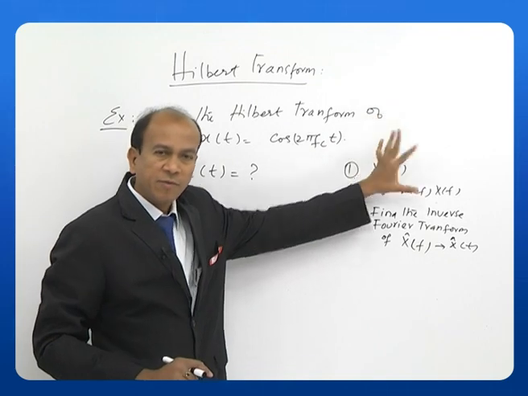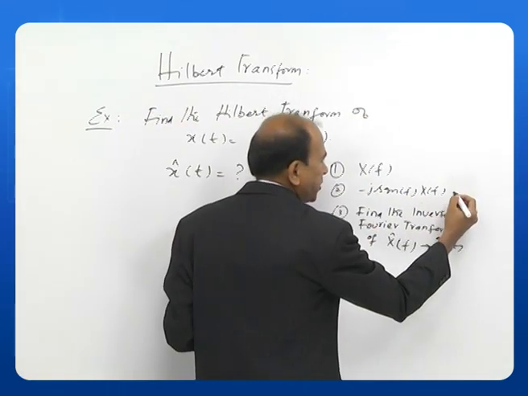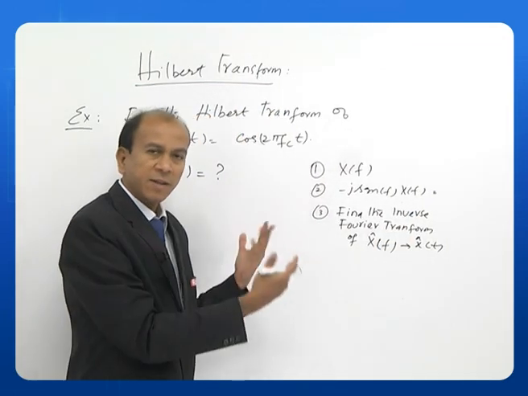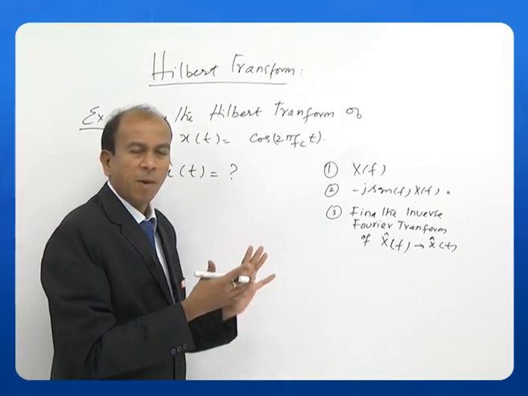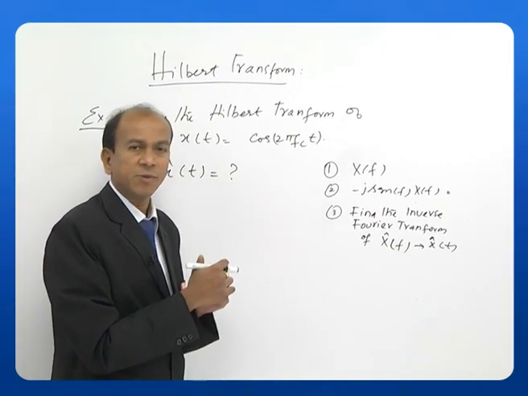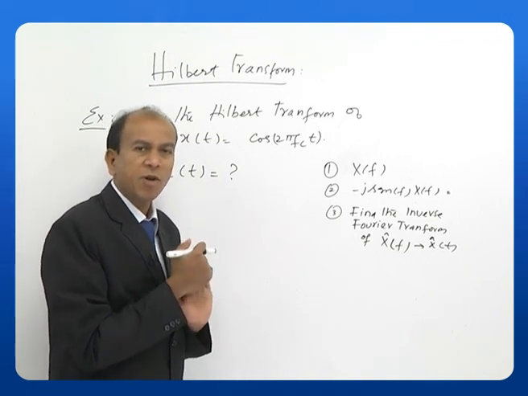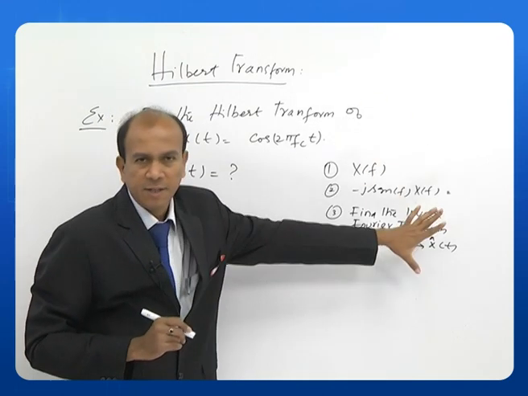First find out x of f, then minus j signum of f times x of f will give you x cap of f. Then comes the inverse step: you find the inverse Fourier transform, then you will get this. Otherwise, we know the famous formula where you have to convolve 1 by pi t with x of t, that is 1 by pi integral from minus to plus infinity x of tau by t minus tau d tau. That appears to be really complicated, so let us follow these steps.